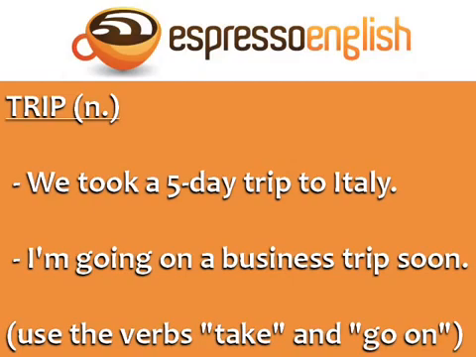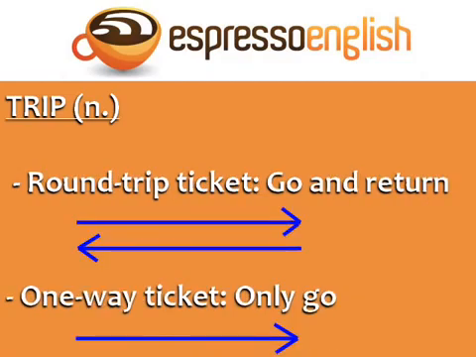I'm going on a business trip soon. Use the verbs take and go on with the word trip. Also, a round-trip ticket is when you go and return, and a one-way ticket is when you only go.